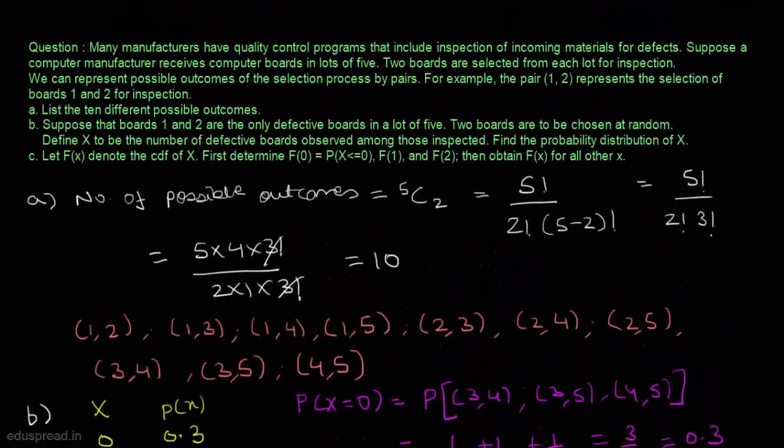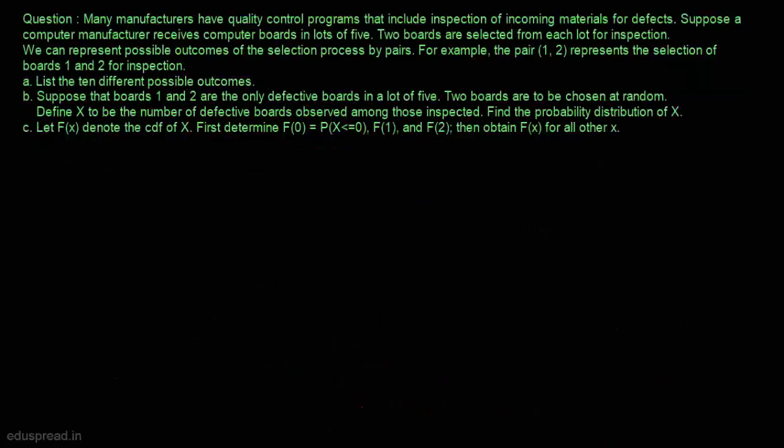Now let's move to part C. Let F(x) denote the cumulative distribution function of x. First determine F(0), which is the probability that x is less than or equal to 0, F(1) and F(2). Then obtain F(x) for all other x. So in this case, we have to calculate the cumulative probabilities. So let me first write down the probability distribution of x. So it's x here and the probability values of x: 0, 1, 2, 0.3, 0.6 and 0.1. So this is the probability distribution of x.